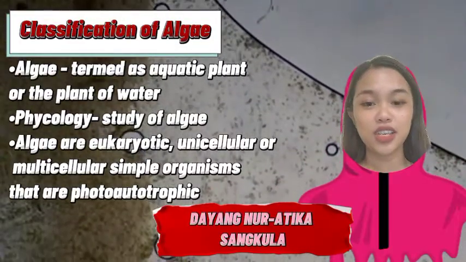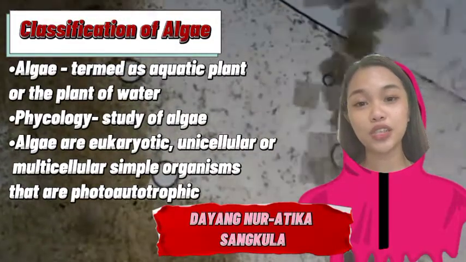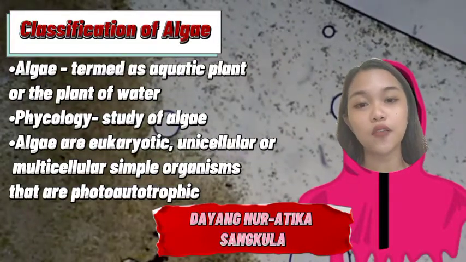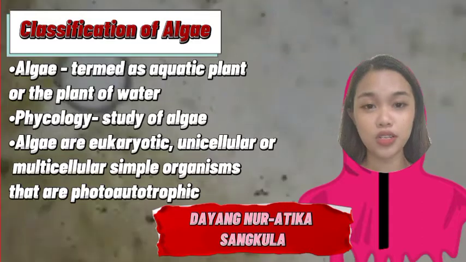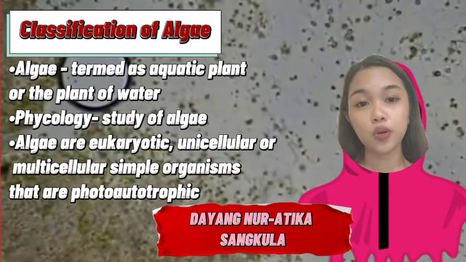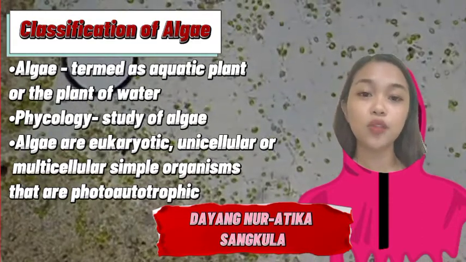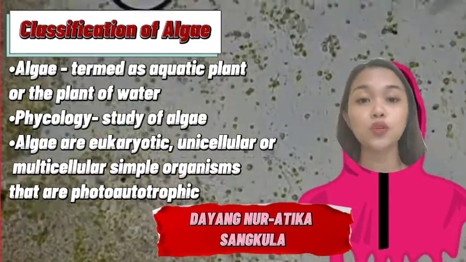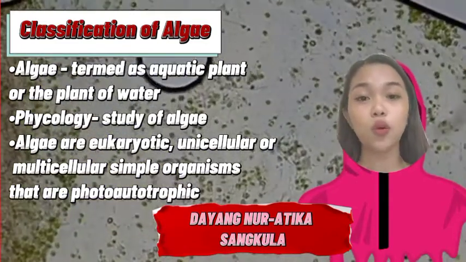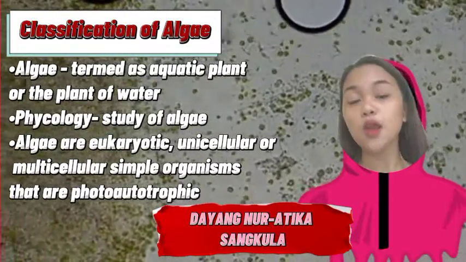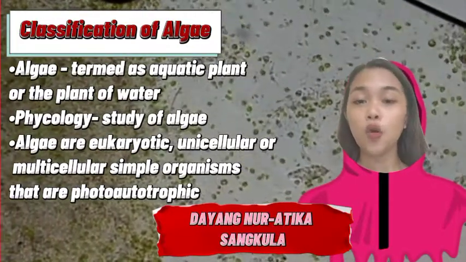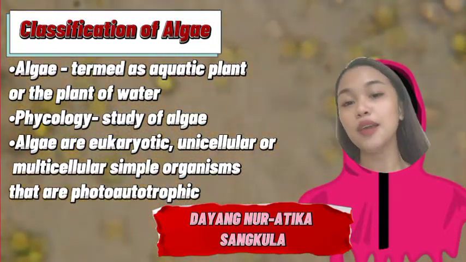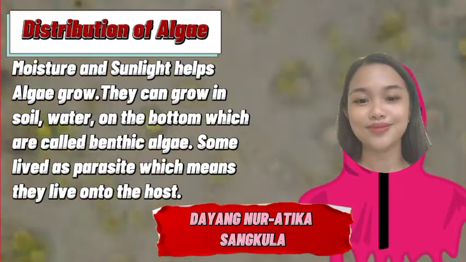Classification of algae. In simple words, algae are termed aquatic plants, or the plants of water. The study of algae is called phycology. Algae are eukaryotic, unicellular or multicellular, simple organisms that are photoautotrophic. When we say photoautotrophic, photo means with the help of sunlight or radiant energy. Autotrophic means that they prepare their own food.